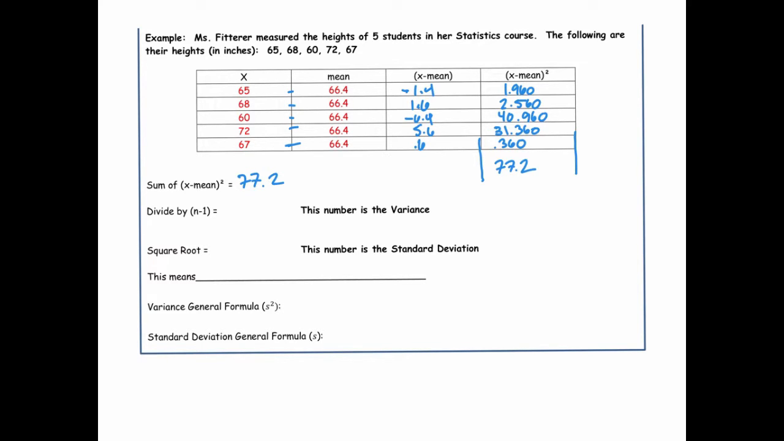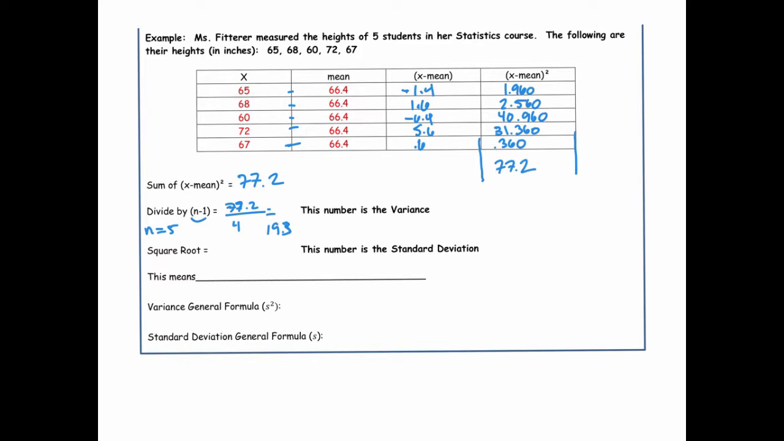And we divide by n minus 1, as we mentioned, so we pretty much find the average. The minus 1 has something to do with what's called degrees of freedom, so we'll just ignore that for now. If you do 77.2 and divide by n minus 1, remember n is 5 for us, so n minus 1 would be 4. You get 19.3. That is the variance.